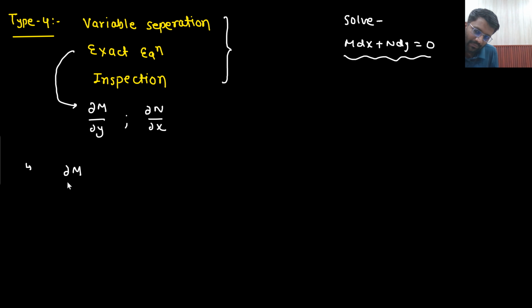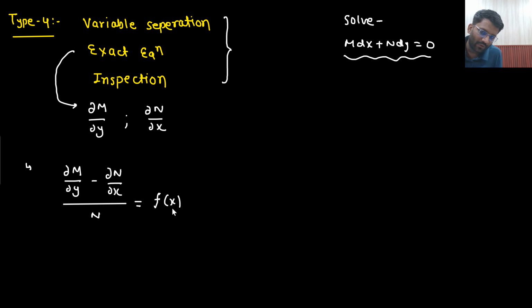I will subtract the partial differentiation of N with respect to x from the partial differentiation of M with respect to y, and I will divide this expression by whatever is written in the end. What is written in the end? N. These two things I have calculated, I subtract them, and in the end N is written, so divide by N. Now I need to see whether it comes out to be a function of x only.